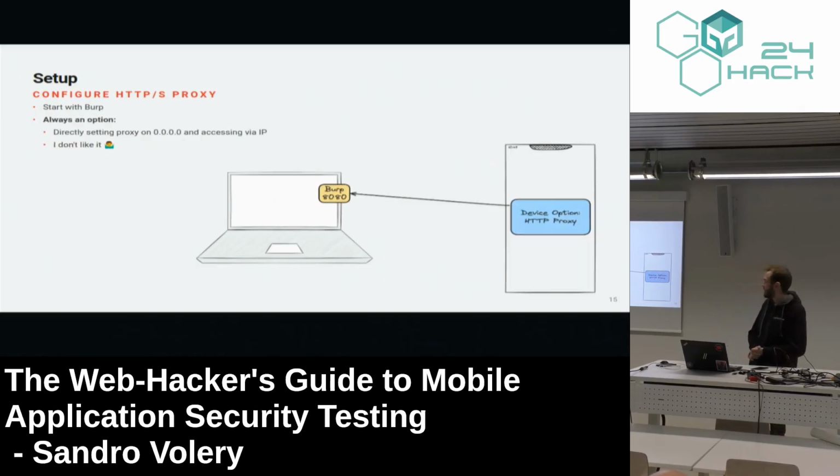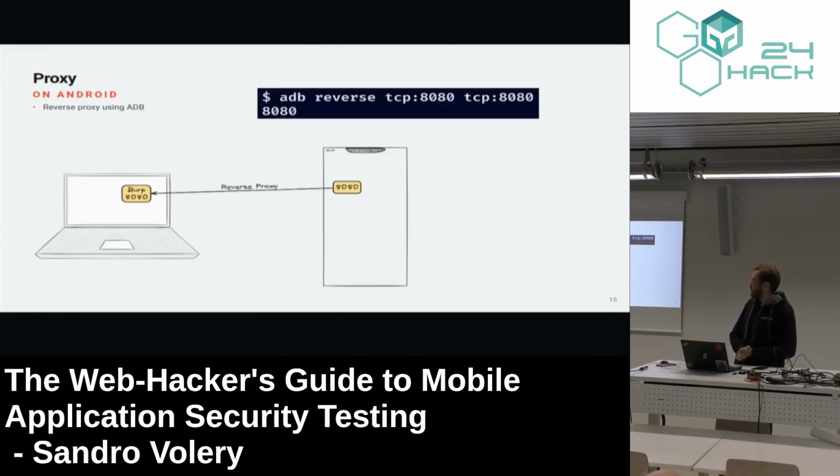What's also always an option is going the network route directly, so setting your Burp interface to 0.0.0.0 and then simply specifying the IP address as your device proxy. But I personally don't like it. No reason as to why. I just prefer the cables. So that's why I do the reverse proxy.